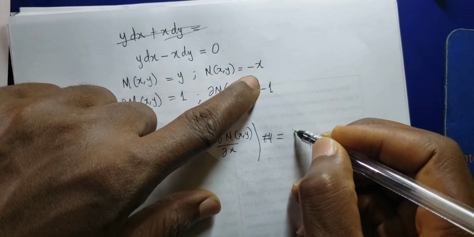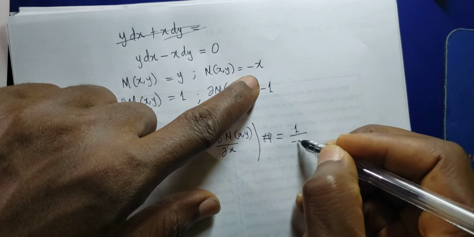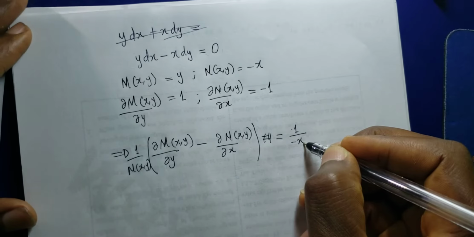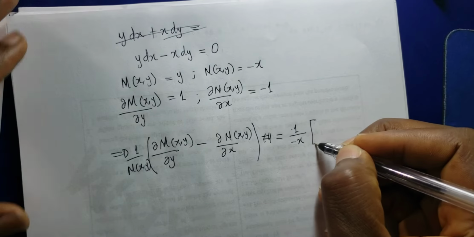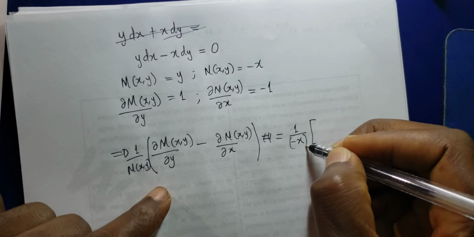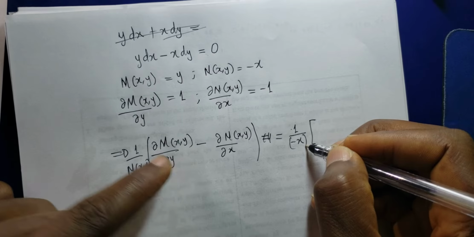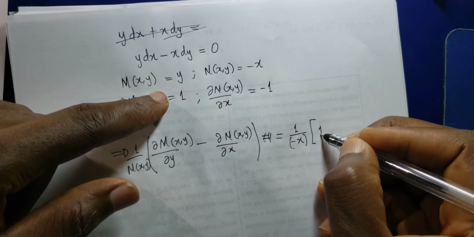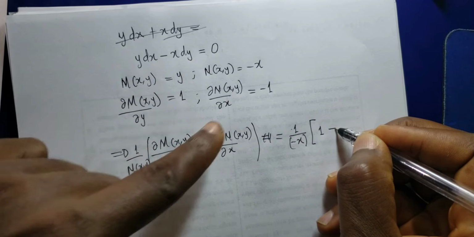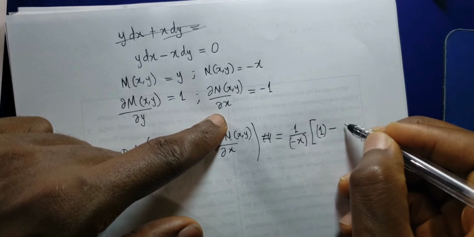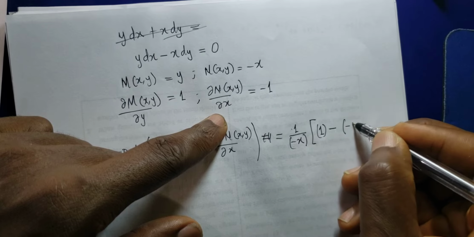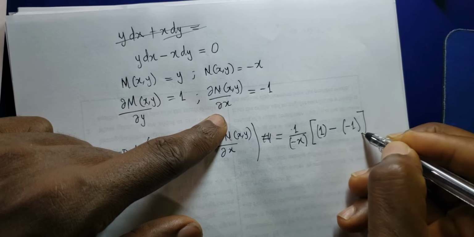Minus x. So that is going to be 1 over minus x, into brackets this. So 1 over minus x, and then the derivative of M of x comma y with respect to y, that is 1. So that's going to be 1. Then minus the derivative of N of x comma y with respect to x, that's minus 1. So that's what we have from that.